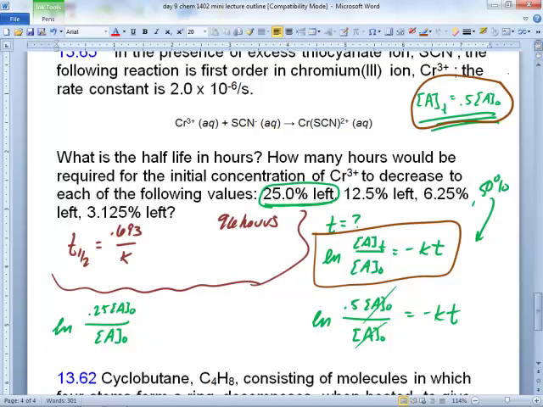You end up with a natural log of 0.5 equals negative kt. You know what your k is. Solve for t. Get them in hours.